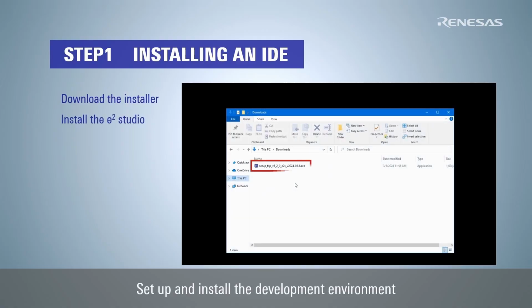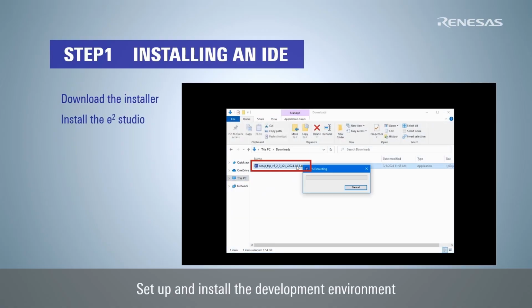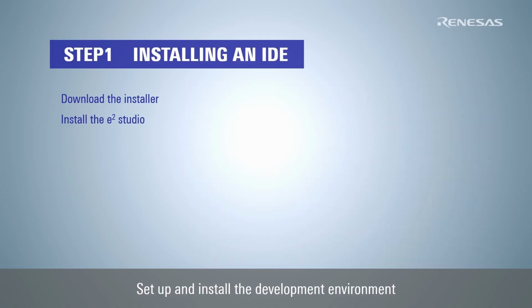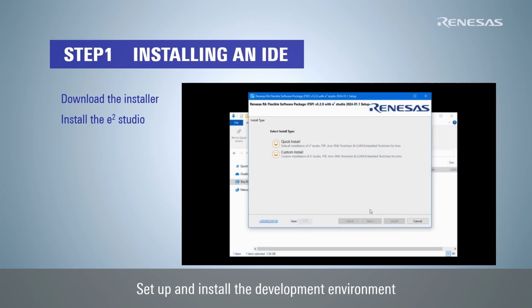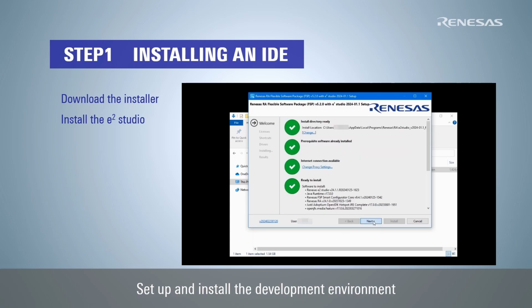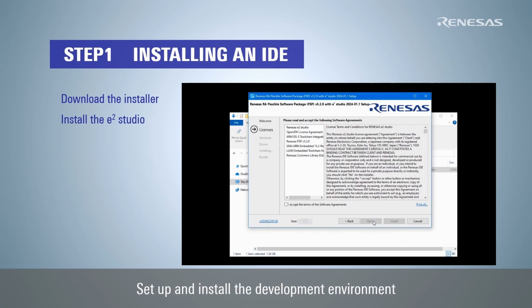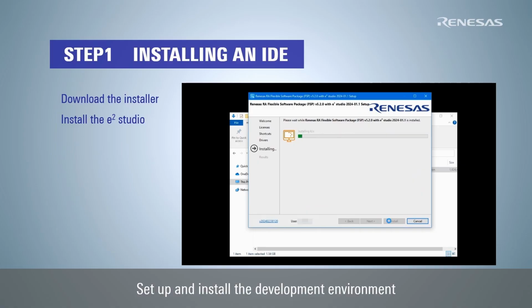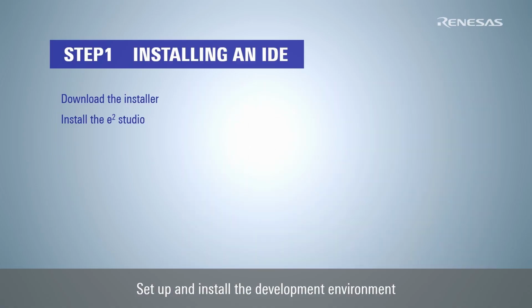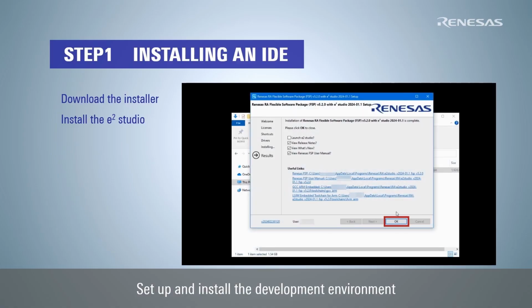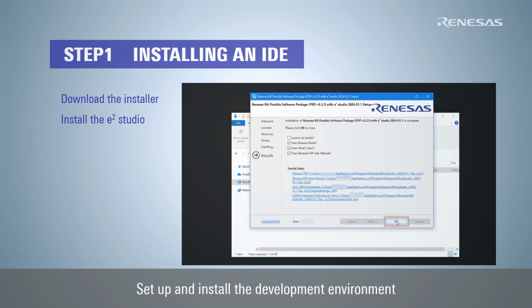After downloading, run the installer file to set up the development environment. On the Select Install Type page, new users are recommended to select the Quick Install option, which is easier to set up. After accepting the software agreement displayed on the Licenses page, tick I accept the terms of the software agreements. Click the Install button to start the installation. After the installation is complete, press the OK button.